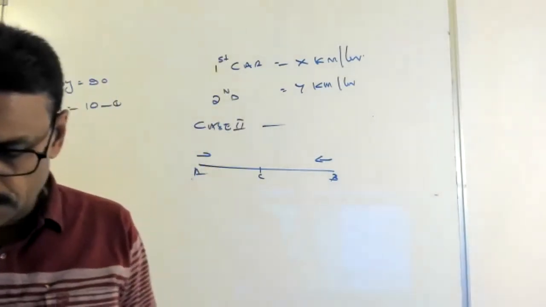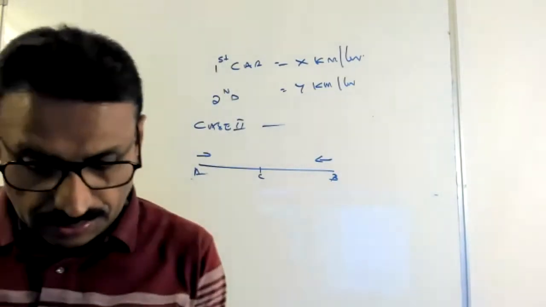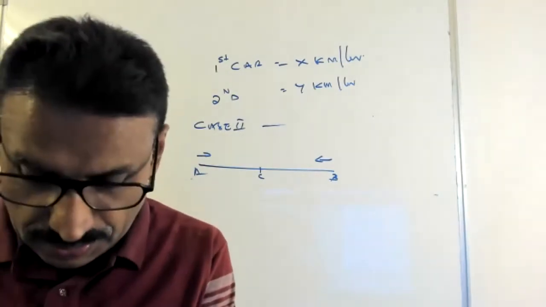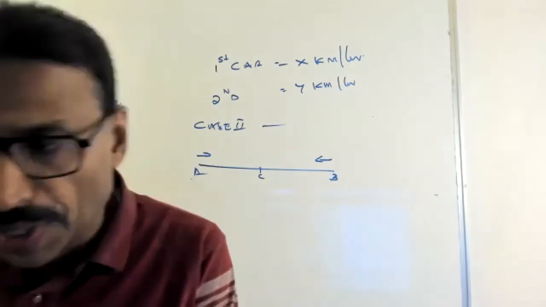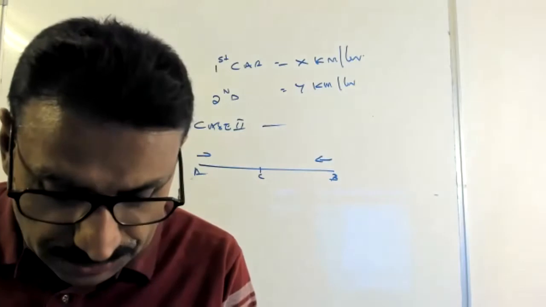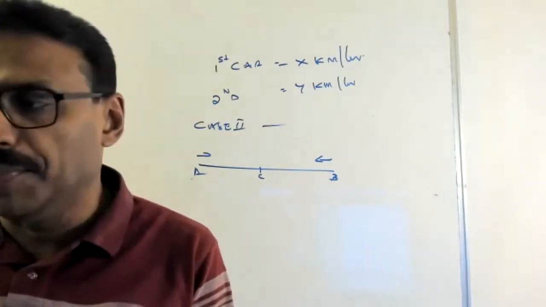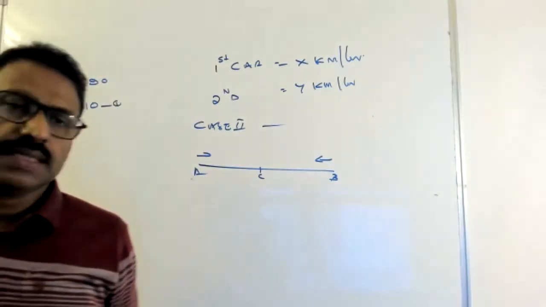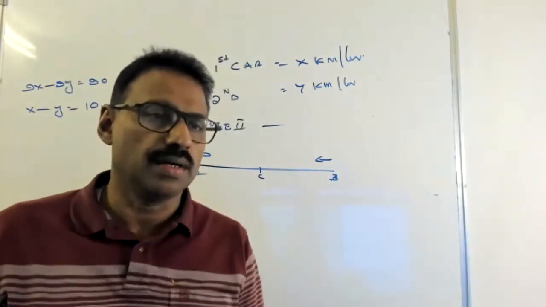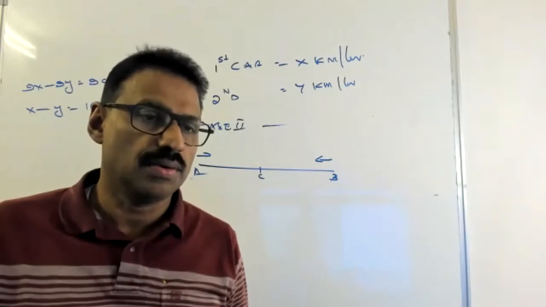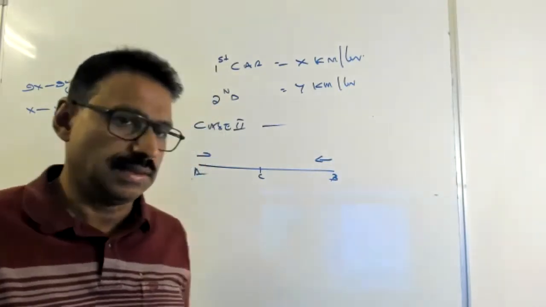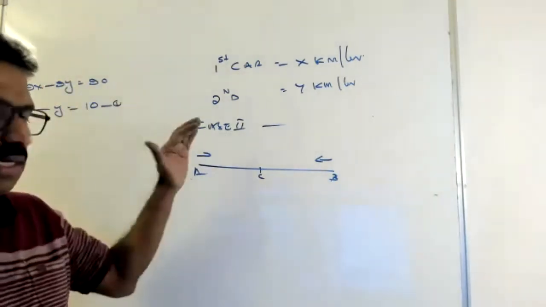Now if the question says they meet in 9 hours in the same direction, and if they go in opposite directions, they meet in 9/7 hours. That means speed x kilometer per hour. First case is over now. Then listen here, second case.